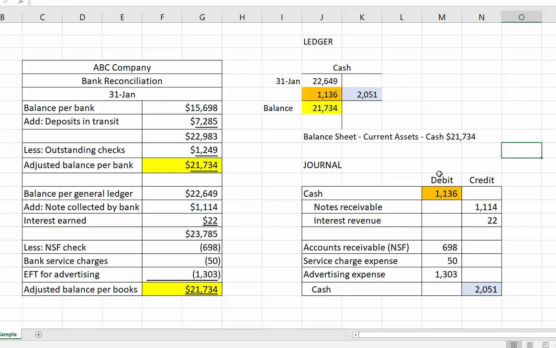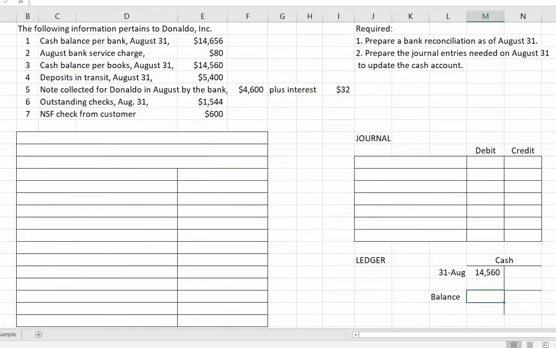All right. So that's the background for bank reconciliations. Now we're going to go and practice one. So let's go over to our demo problem and see what's here. Donaldo Inc. is our company. We're given our cash balance per bank and a bunch of other information. What I like to do is to go through each of these things and decide where they are going to go on our bank reconciliation. This way we'll have it all organized before we start, especially when you get to bank reconciliations that are more complicated than this. We know that the cash balance per bank is going to be one of our first lines on our reconciliation.